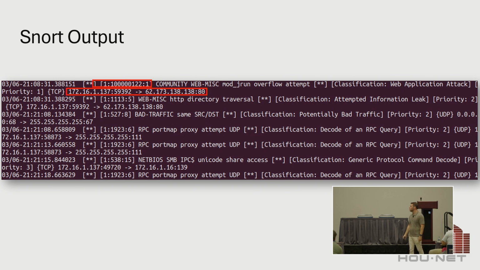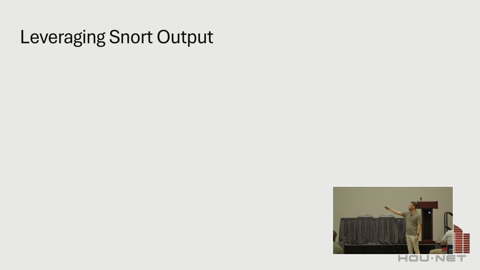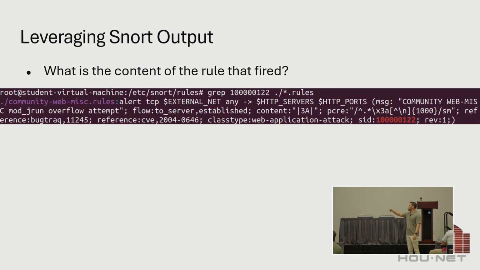Why did it fire? So grep for that signature ID across all of our rules. We get back the exact Snort signature that fired. This is a community web miscellaneous rule. It's looking for 1,000 characters of some sort, and it fired on our PCAP. So now I have more context as to what I'm looking for, which is what we want as analysts, right?